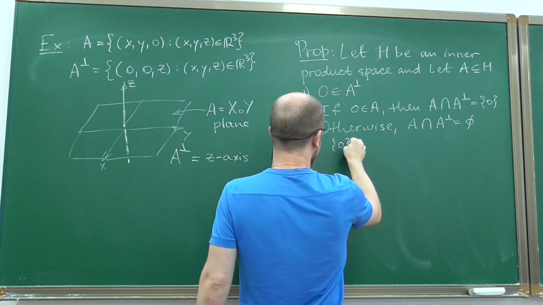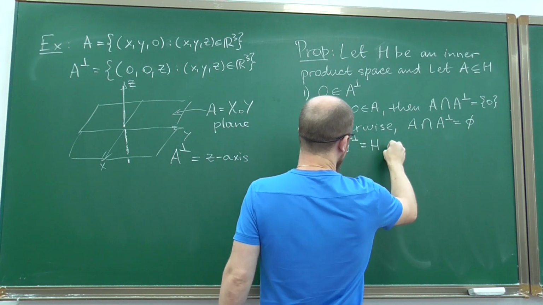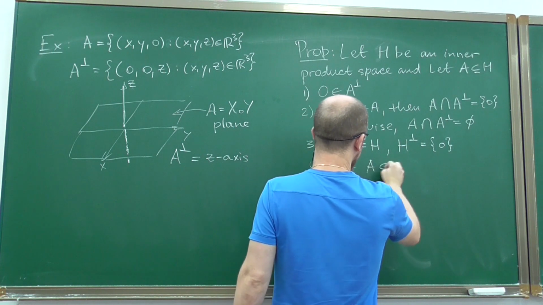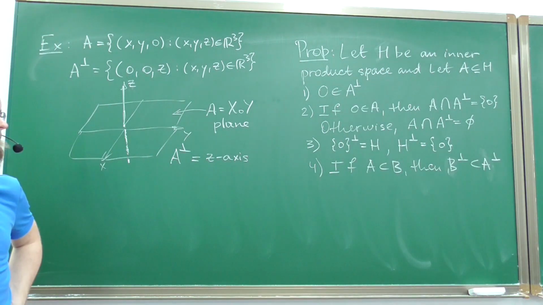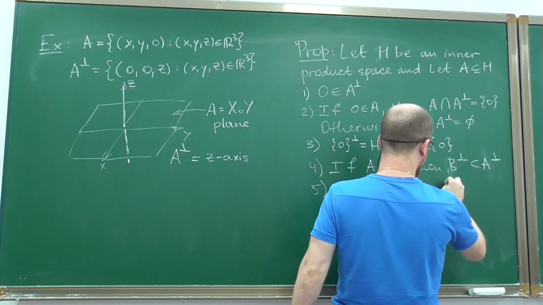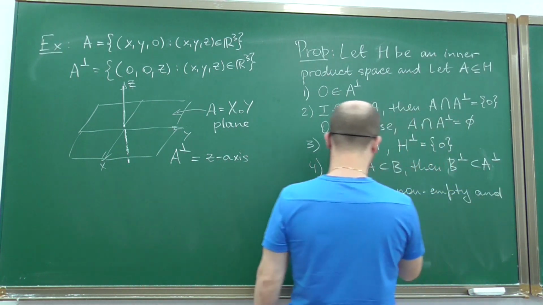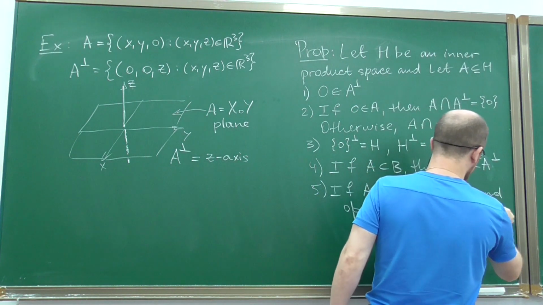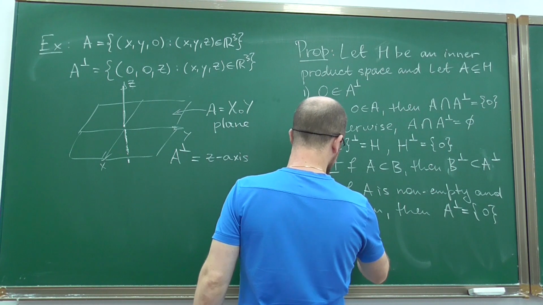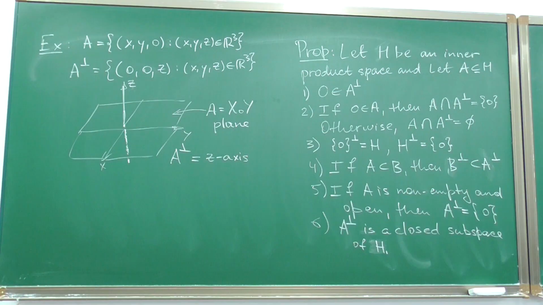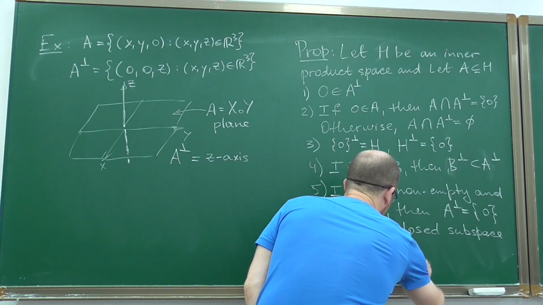The orthogonal complement of a zero set is H, and the orthogonal complement of H is 0. So if A is a subset of B, then if A is non-empty and open, then its complement is 0. A complement is always a closed subset, a closed subspace. A is a subset of its double orthogonal complement.